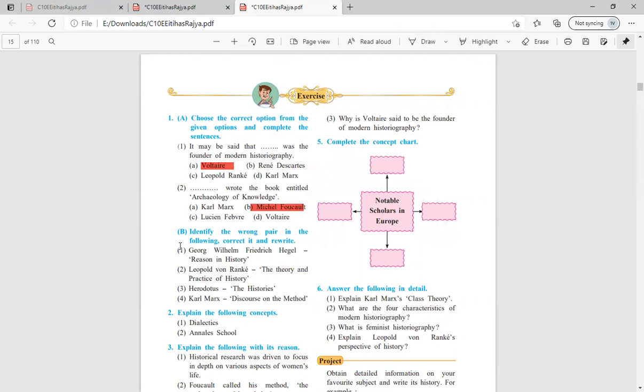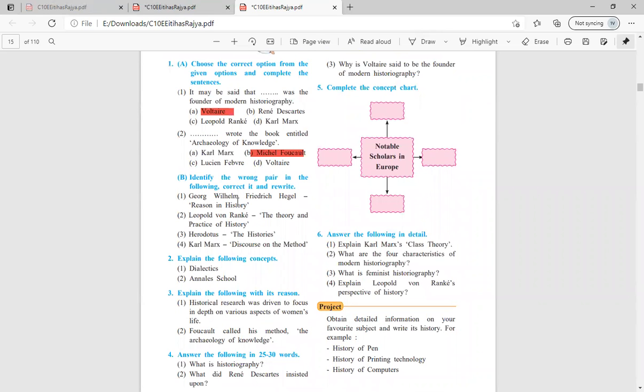Fine. Second, identify the wrong pair in the following and correct it. So first आपको identify करना है कि कौन सा wrong है, and also you need to write the correct one. So George William Frederick ने Reason in History लिखा, this one is correct. The second one is Leopold von Ranke ने Theory and Practice of History लिखा, again this one is right, so this is also correct.